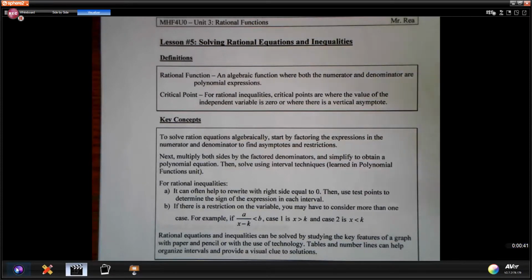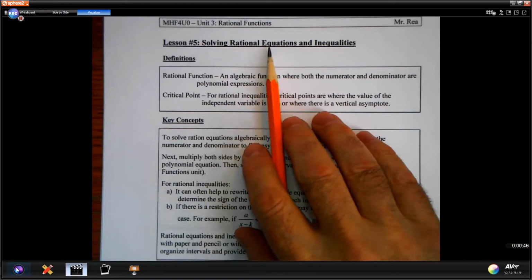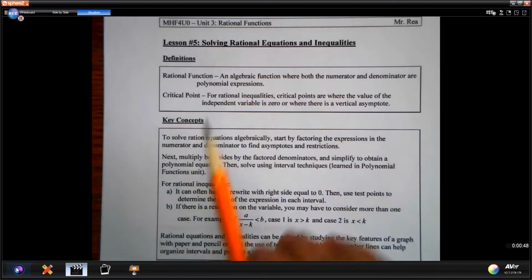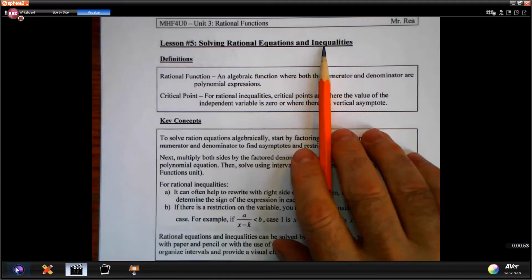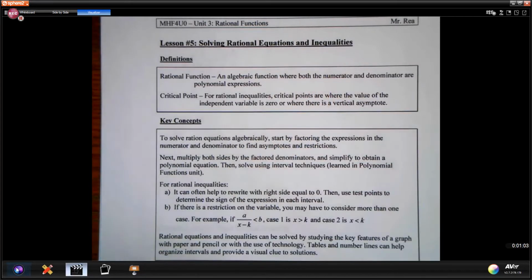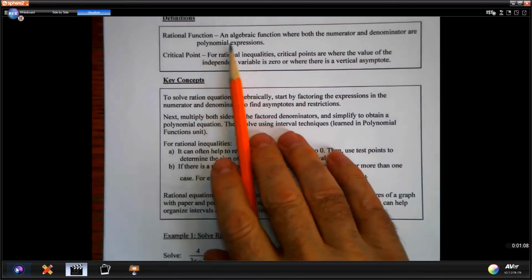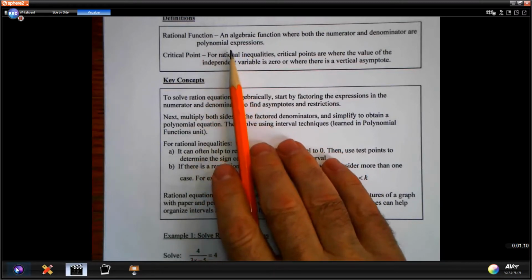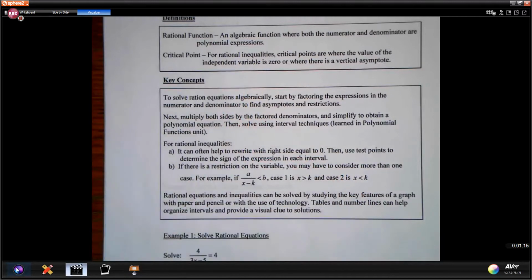So just remember, solving an equation means that there's an equal sign between two sides. One or both of those sides will be rational expressions. And an inequality, you'll have an inequality sign, less than, greater than, less than or equal to, greater than or equal to, between the two sides. One or both of those sides could be rational expressions. Rational function, you should know the definition by now. Both numerator and denominator are polynomial expressions.